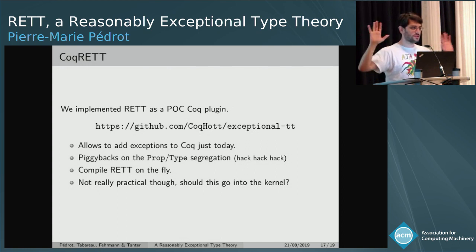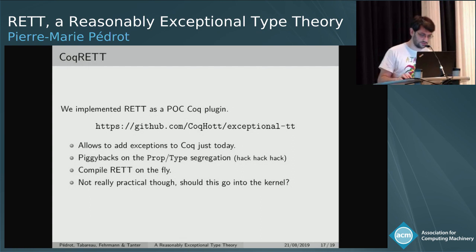And I'm not very happy about it, but because we don't have this different system of hierarchies in Coq, we relied on the Prop-Type separation. So Prop corresponds to a pure layer, and Type corresponds to the exceptional layer. This is very, very hackish, so it doesn't work on the side. You shouldn't look too much at it, but you can try. At least you can prototype and try to do the thing.